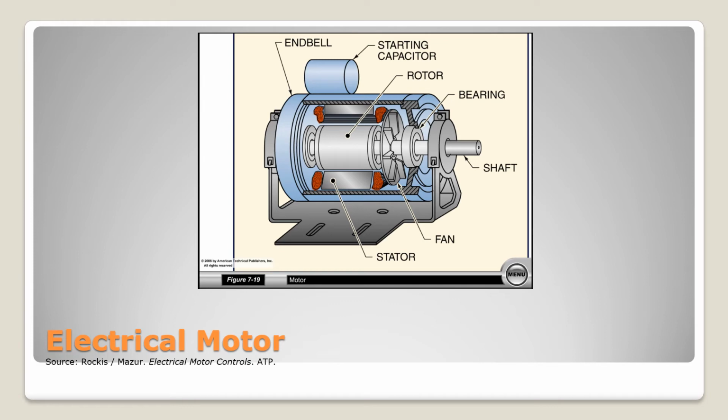So we have an end bell, which also supports one of the bearings. You can see the bearing on the opposite end of the shaft as well. It's actually labeled. The shaft just simply passes through the motor. It turns on those two bearings. It has a rotor, and surrounding the rotor is the stator.